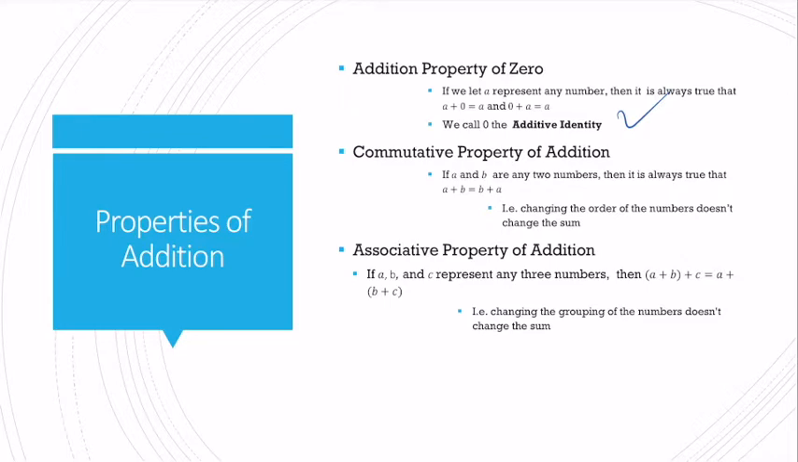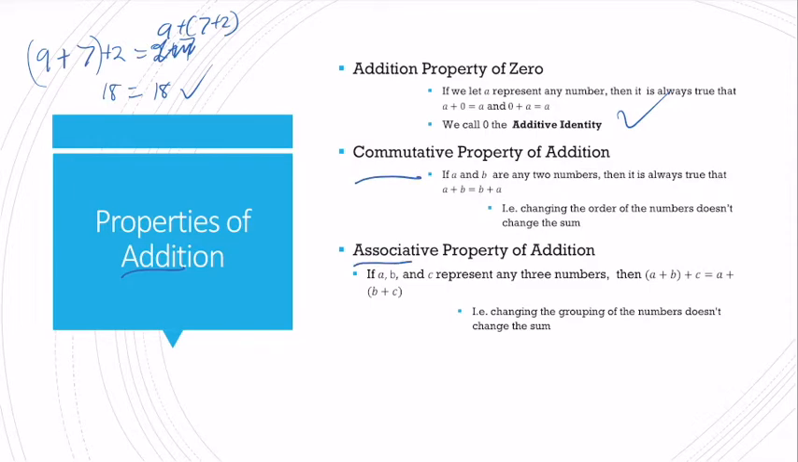One thing that's also important to know about addition is it's commutative. Changing the order in which we add numbers doesn't change the sum. If I add 7 to 2, that's the same as 2 plus 7. I'm sure we can all agree to that. It's also associative, so it doesn't matter how I group my numbers. If I have 9 plus 7 plus 2, 9 plus 7 is 16, plus 2 is 18. 9 plus 9 is 18. So addition is commutative and associative.